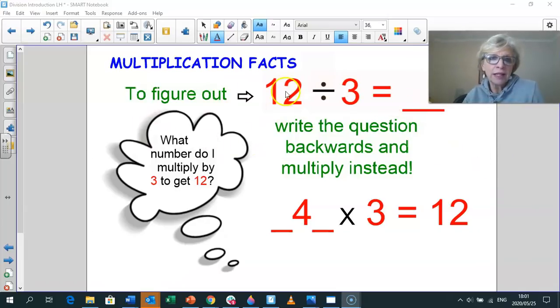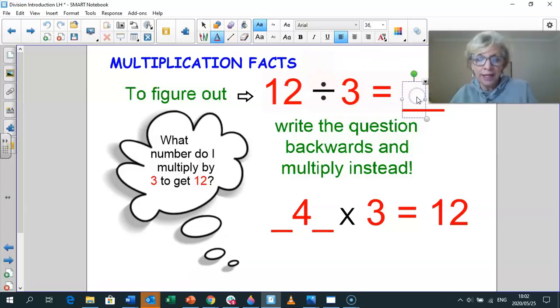So we're going to ask ourselves, well, how do we figure this out? 12 divided by 3. And I'll say to myself, well, I know my multiplication tables because I've been focusing on 3 and 4 in the last little while. And so I am going to be able to ask the question, what number do I multiply by 3 to get to 12? Well, I know that 3 times 4 is 12 because I know my tables. So there we go.